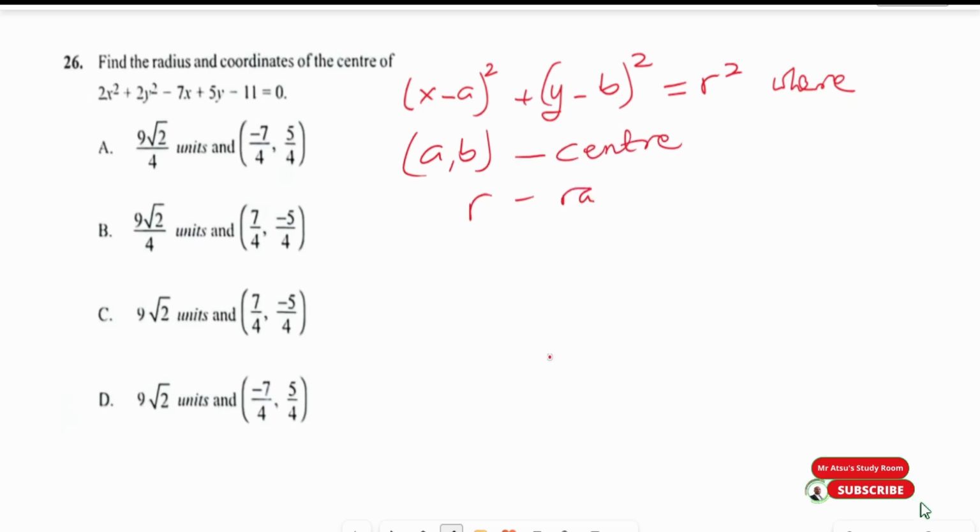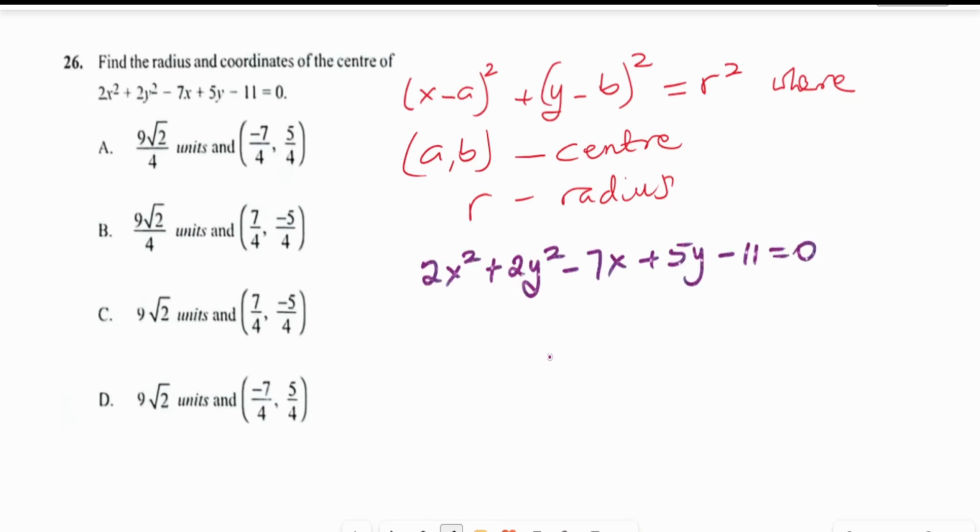and r is the radius. So that is what we are going to do. And let me quickly write the equation again. We'll first of all make the coefficient of x and y to be 1, and that will be by dividing through by 2, and that will give us x squared plus y squared minus 7 over 2x plus 5 over 2y. And then we move this negative 11 to the right, become 11 divided by 2, is over 2.